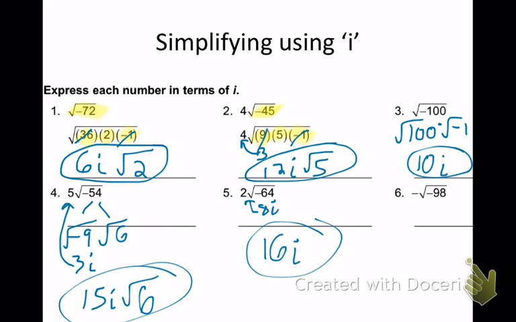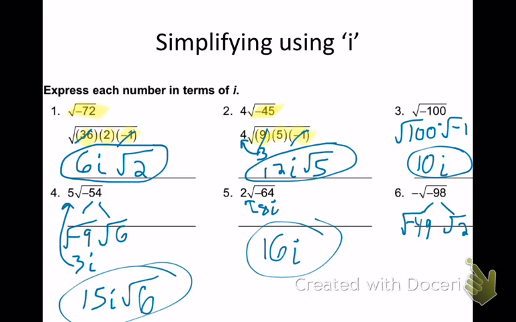Now number 6, a little bit tougher here. 98. Does anybody know the perfect square that goes into 98? Think about it here. There is a perfect square that goes into 98. 47 is not a perfect square. 49. Yeah, I could break it down as negative 49. And what 49 times what is 98? 2. So it's really negative 49 and 2.